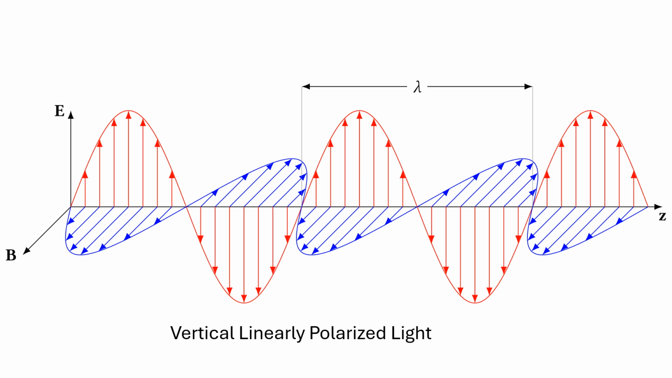If light were a longitudinal wave, like sound, it would not show polarization because longitudinal waves vibrate in the direction of propagation, and there's no perpendicular direction to filter.